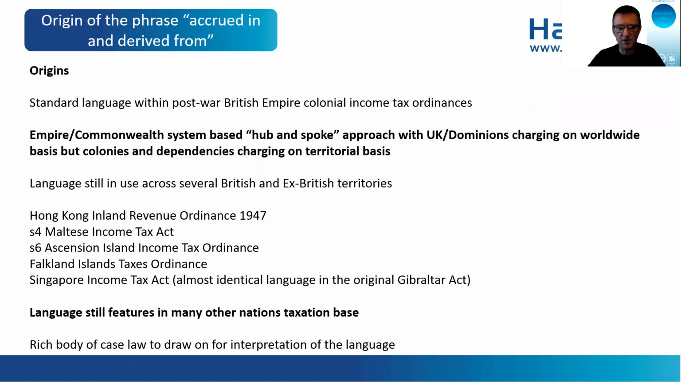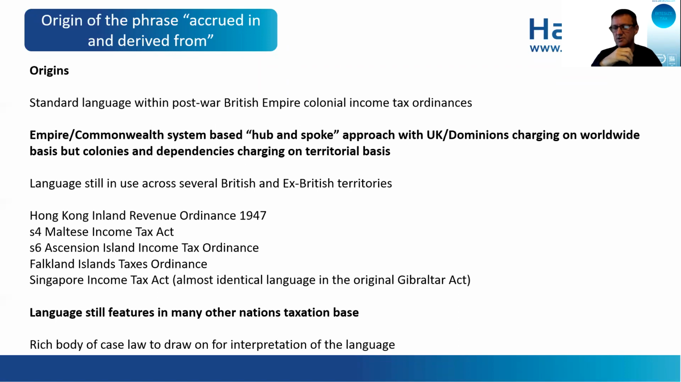But the Empire and Commonwealth had to resolve a method of taxing people in the right place. And the way that they did it was they had a central system. So the larger jurisdictions like the UK and the Dominions of Australia and Canada, they took a global approach to taxing residents. They taxed residents on their worldwide income and gains, and the territories, they took a territorial approach. So you can see that the central hub of the UK, and then if you travel out to the territories, you would be taxed on the basis of where you earned the money.